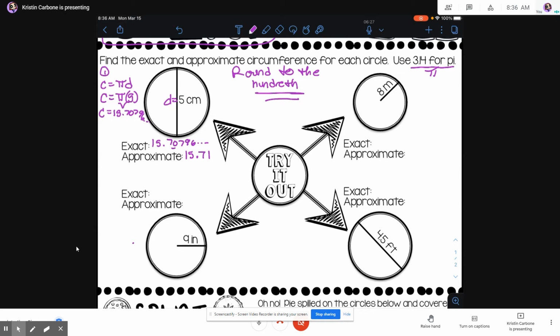And since circumference is just perimeter, which is just another length, our units will be centimeters. Not centimeters squared, not centimeters to the third, just centimeters.